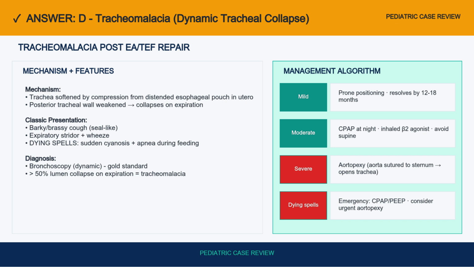In infants with esophageal atresia and tracheoesophageal fistula, the tracheal wall is softened because the distended esophageal pouch compressed it in utero. The weakened posterior tracheal wall collapses on expiration, causing the classic barky or brassy seal-like cough and expiratory stridor. The so-called dying spells are sudden episodes of cyanosis and apnea triggered by feeding or agitation. Diagnosis is confirmed by dynamic bronchoscopy, where more than 50% luminal collapse on expiration is diagnostic.